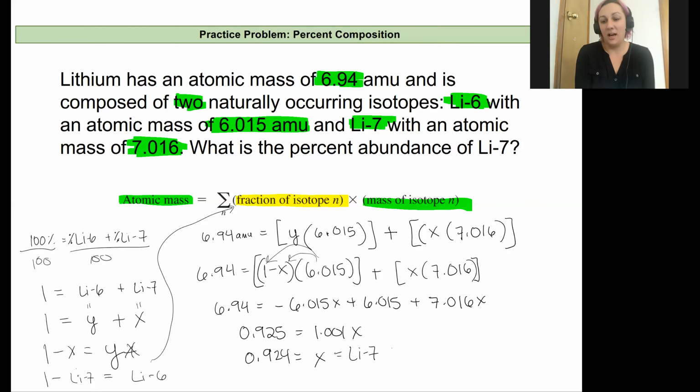That's it. And that means, if I'm thinking about this in terms of percentages, that I have a 92.4% abundance of lithium-7 isotope of all my lithium that occurs naturally on the planet.